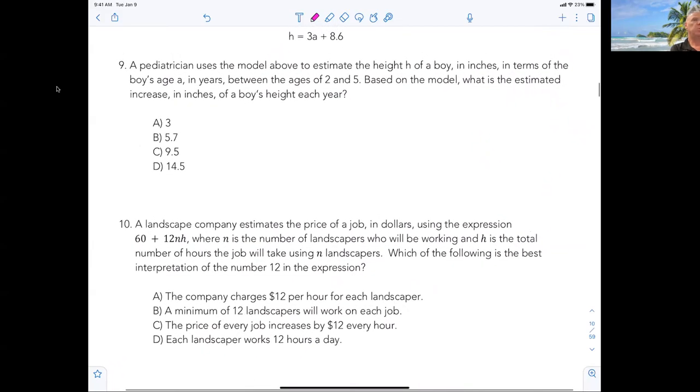Now, next one, if you paid attention, you should be able to read this one and just tell me the answer. Giving you 30 seconds. And then without much thought, you should be able to tell me. I want to see how good I'm doing. Someone tell me, be brave, without doing any work. Is it A? Beautiful. Why is it A?